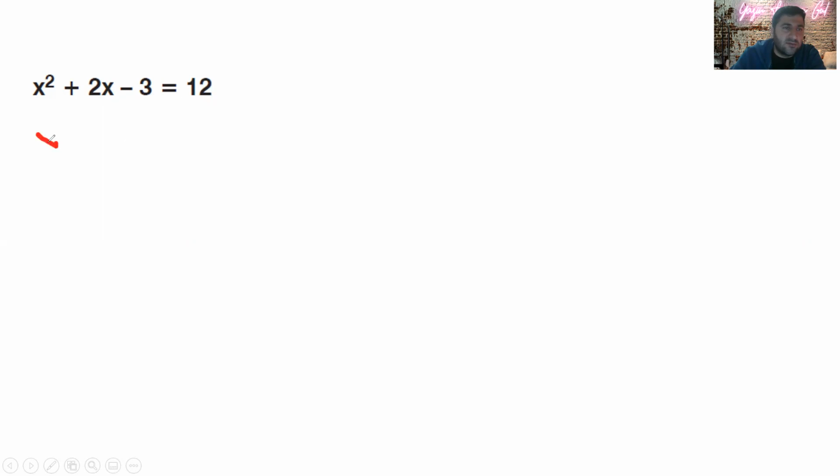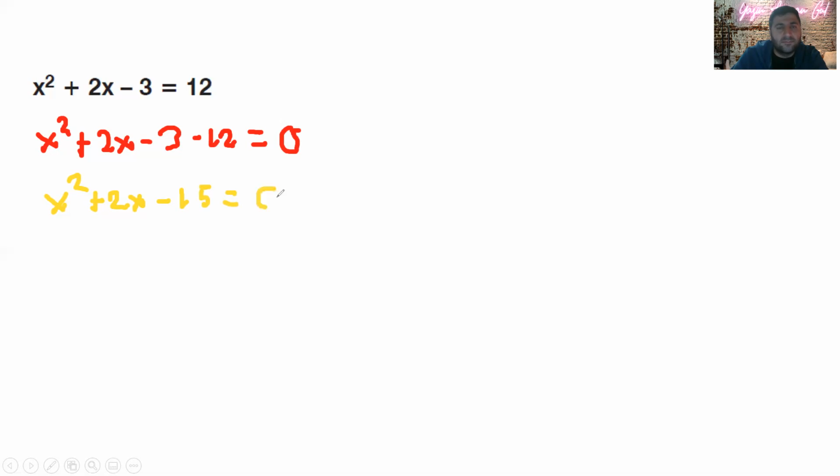So then it's going to be like this. x squared plus 2x, I'm just rewriting that, minus 3. I'm going to take this 12 to that side. It's going to be minus 12 equals 0. Then I'll continue with this now. I'm going to organize it more. It's going to be x squared plus 2x, negative 3, negative 12 will be negative 15, and that equals 0.